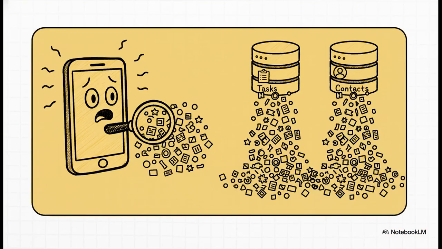Okay, breaking point number one, complex filtering. Just imagine trying to find all the tasks that are assigned to contacts living in a specific city. The poor client would have to download all the tasks, then all the contacts, and then try to sort through that giant pile of data right there on the device. It's a disaster. It's incredibly slow and it just doesn't scale at all.